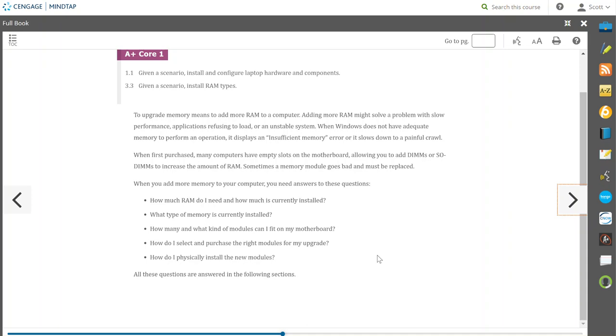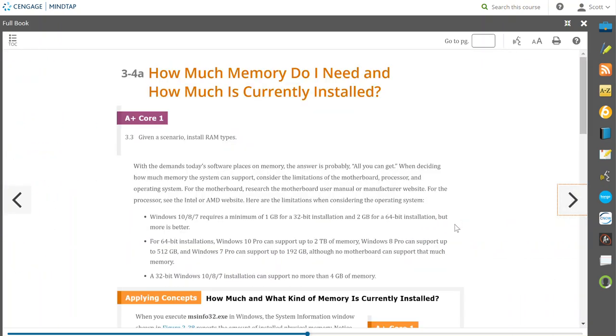From there, there are a number of different places to get memory from. How do you know which one to get? Read the reviews on them. How do you physically install it? I just talked about that. You'll slide it directly down in. I told you where to go look.